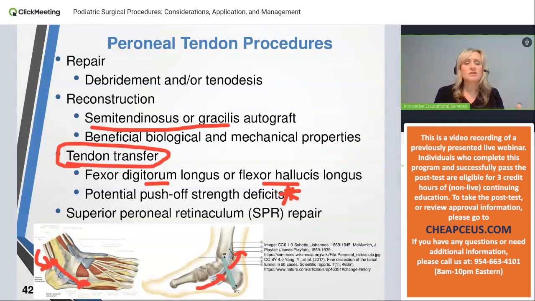Interestingly, I forgot to mention this with the reconstruction. When they look at what tendons to utilize for our reconstruction of the tendons, they actually found that the semitendinosus, when they look in cadaver models, the cross-sectional area of it compared to the cross-sectional area of the peroneals, they find that the integrity of that tendon and the physiologic structure of it is very similar.